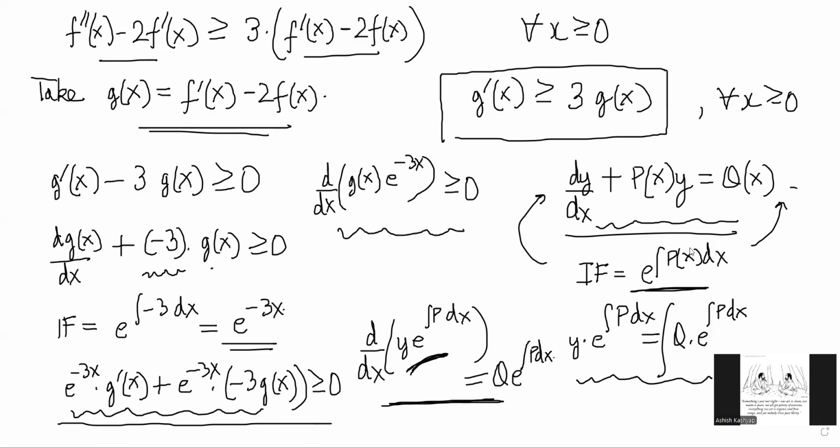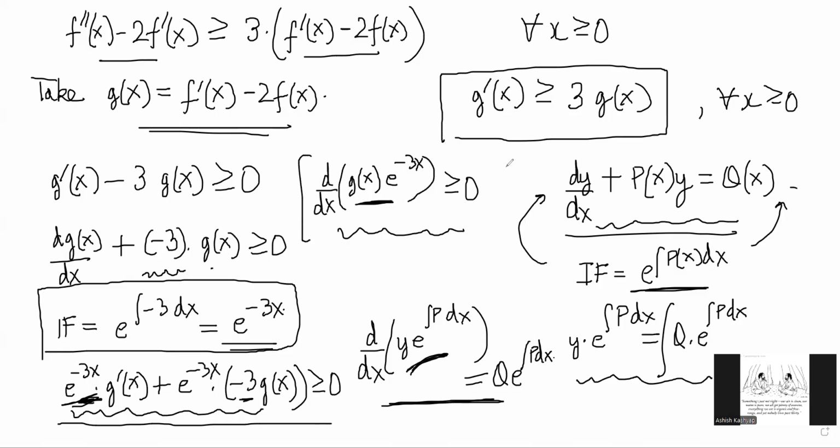Think about it. I'm following the same method that I use for normal linear differential equations. I'm just multiplying by the integrating factor and writing the left side as the derivative of this. The derivative of this would be g dash x e power minus 3x, the first term, and g of x e power minus 3x into minus 3. So you should be convinced that this is coming, and this is true for all x greater than or equal to 0. Okay. So from there, what can we conclude?